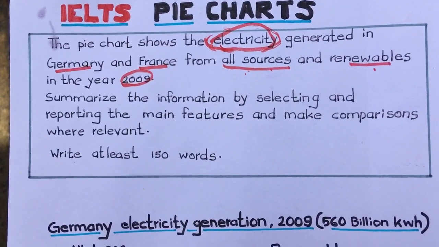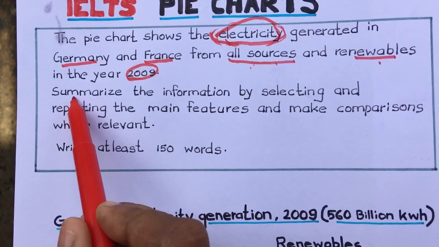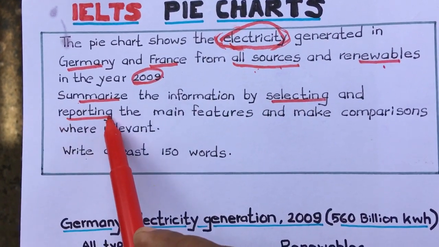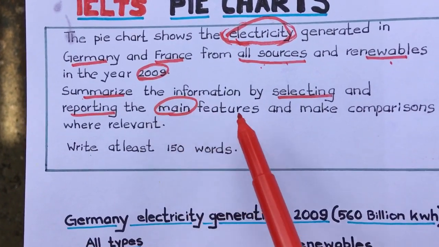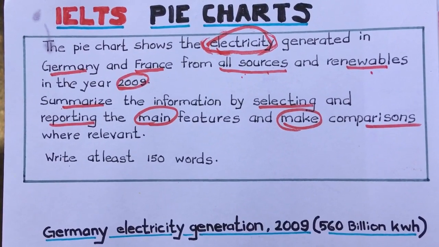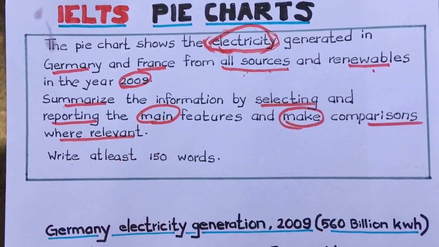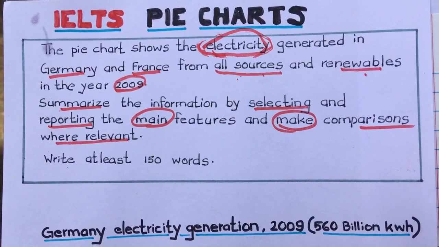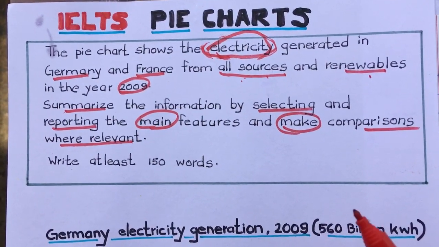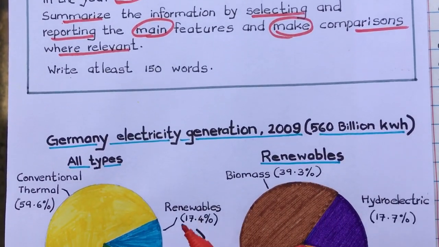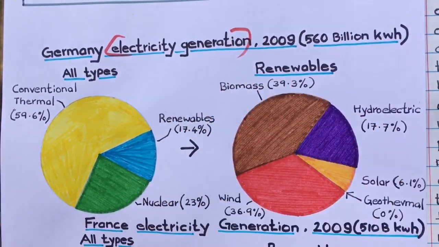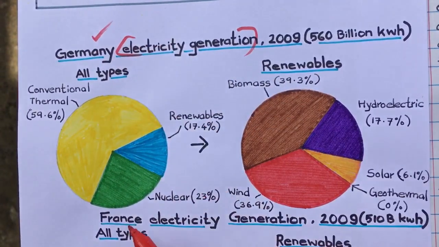You got it? And here always I say that when you write, you have to summarize, and for that you need to select and report the information about the main features and make comparisons. It is written "where relevant", so you can't make comparisons everywhere, only the places where it is relevant. Okay, so we'll move to the diagram. In the question it says about the electricity generation. You got it? This is your focus. Where? In Germany and in France.